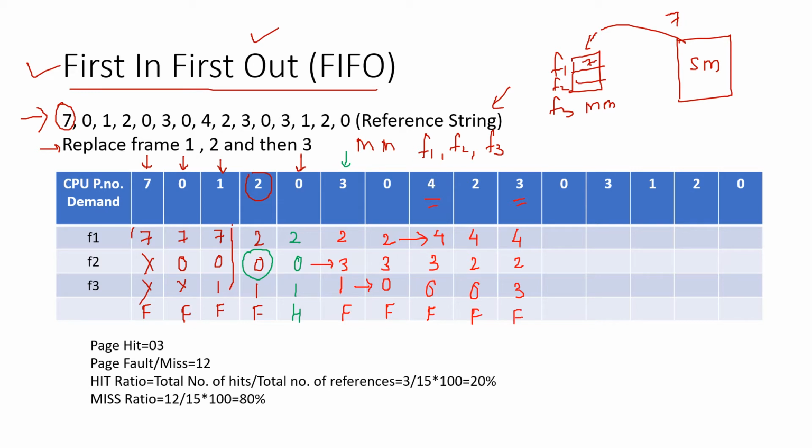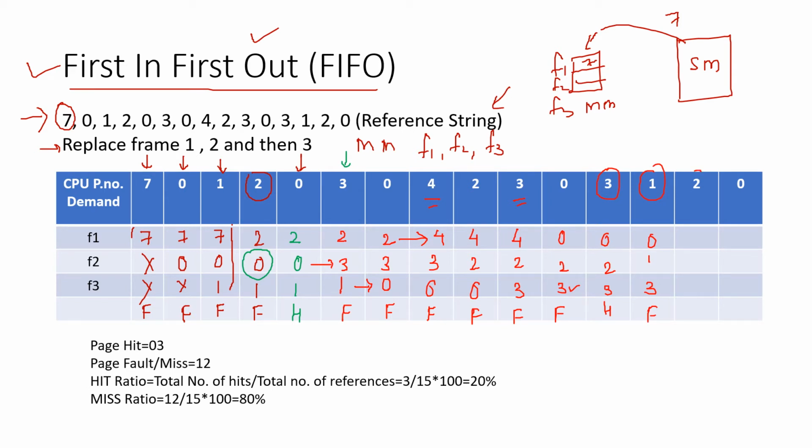Next is 0. So frame number 1 now again. So this will be 0, 2 and 3. It's a fault. Now here see 3. 3 is already present. So it's a hit. So you'll write 0, 2 and 3. It's a hit. Then 1. Now which one will you replace? You will replace frame number 2, so you will write here 0, 1 and 3. It's a page fault.